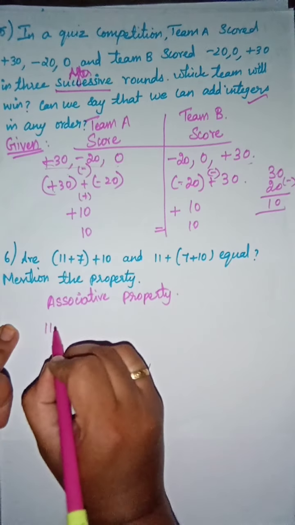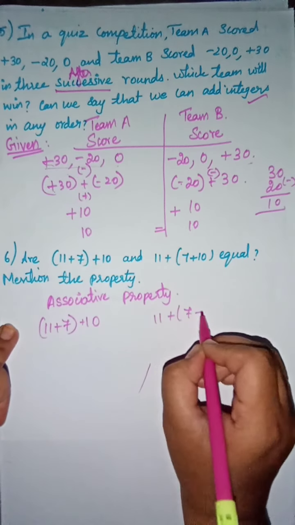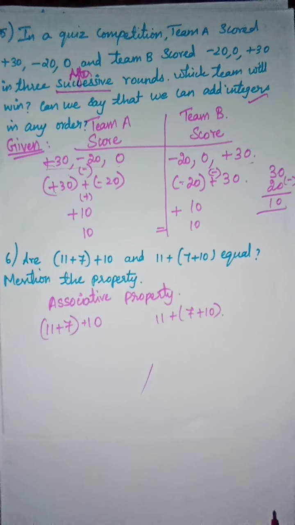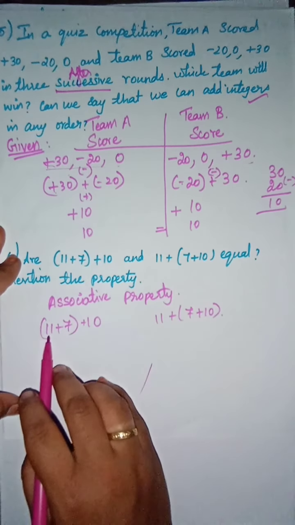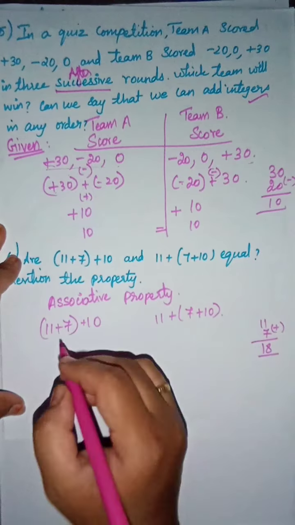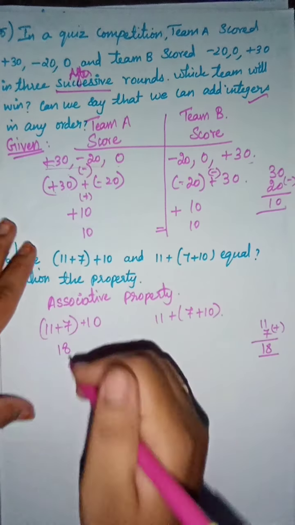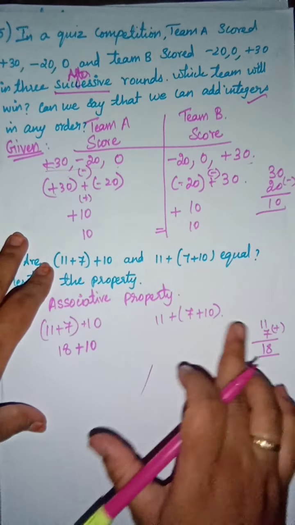Now I am going to take this side. You have already done this type of sum many times. Just recall it, no problem. As usual, we have to add, as you already studied in your 6th standard. If there is a bracket, we have to do the bracket first. That is 11 plus 7, while adding 7 plus 1 is 8, the remaining one will be here. That is 18. Then plus 10 should come as it is. Now we can finish this side.